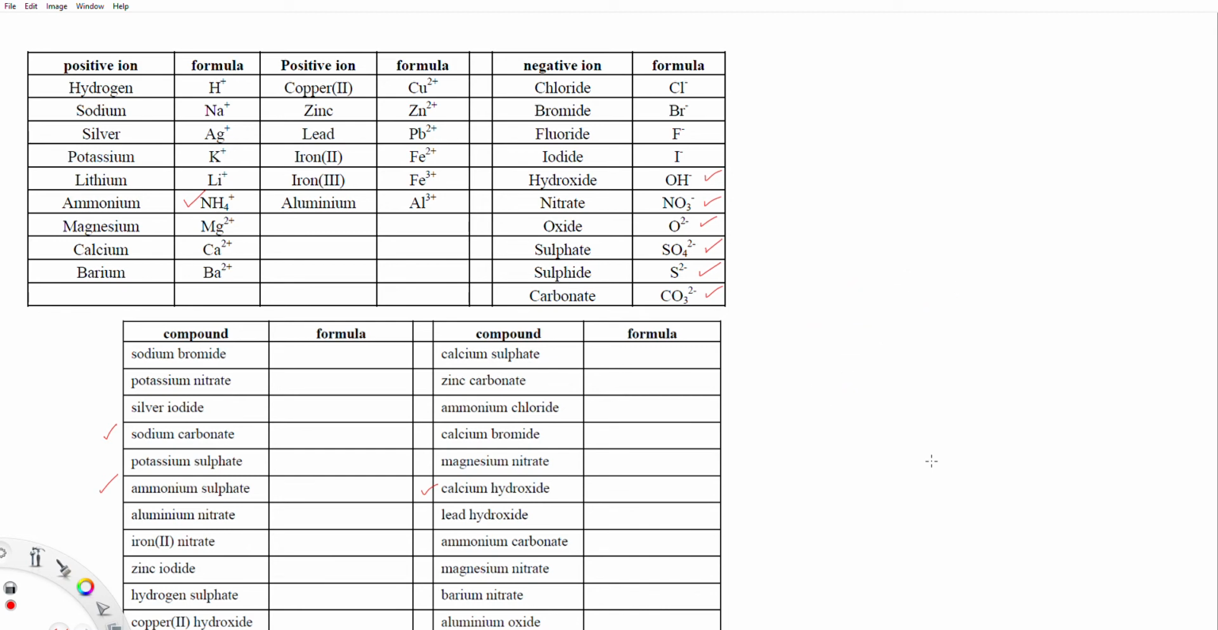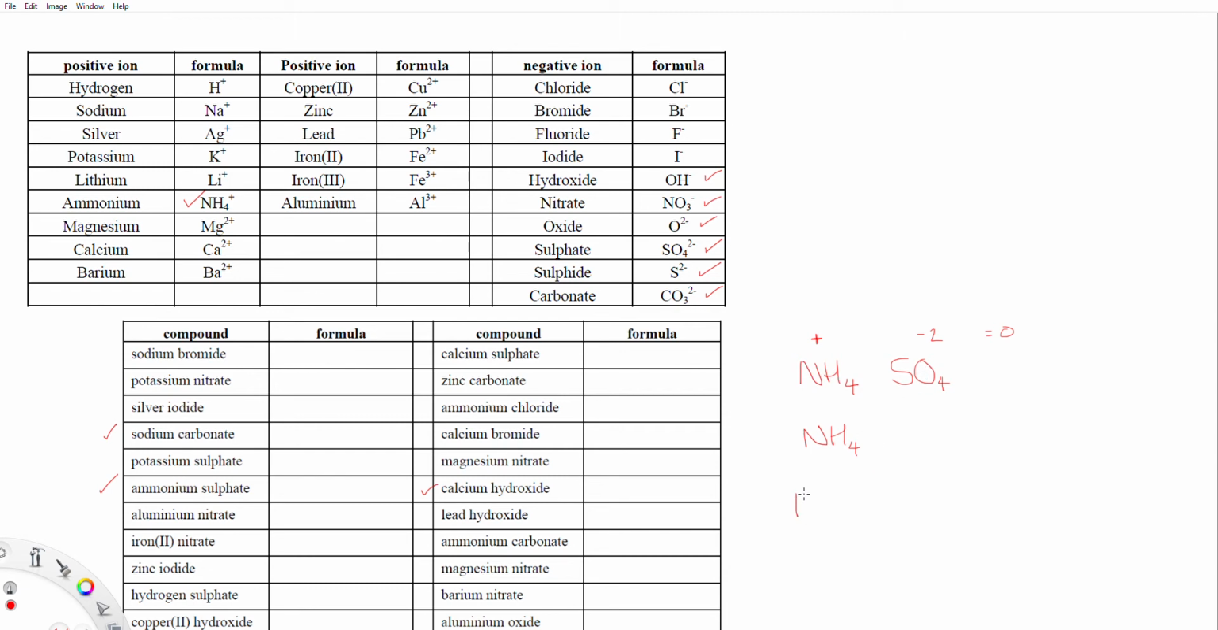The next one I'd like to look at is this one here, ammonium sulfate. Well, I know ammonium is NH4 and it carries a positive charge. Sulfate is SO4 and that has a -2 charge. Again, we have the same problem. We've got 2 negatives and only 1 positive. The only way we can get those to equal 0 is by having another ammonium. So I've now got 2 ammoniums and 1 sulfate.